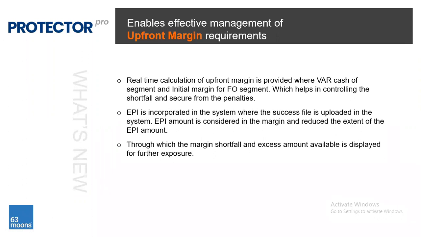The real-time calculation of upfront margin is provided on the basis of VAR for the cash segment, and initial margins for the FO segment. This is the normal thing upfront margin consists of, and we know it very well, but still, to make a clear definition for all: it is considered on VAR for cash margin and initial margin for FO segment. So the margin shortfall or excess amount will be displayed. As and when this file is uploaded, the calculation changes immediately for each and every field where the margin has been reduced, the collateral has been affected, and the total net of other things, whatever excess or shortfall, or any additional margin, is displayed in the system.